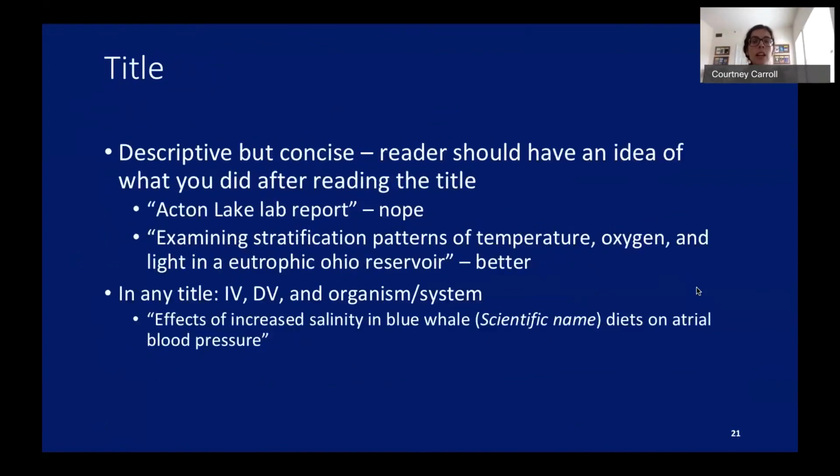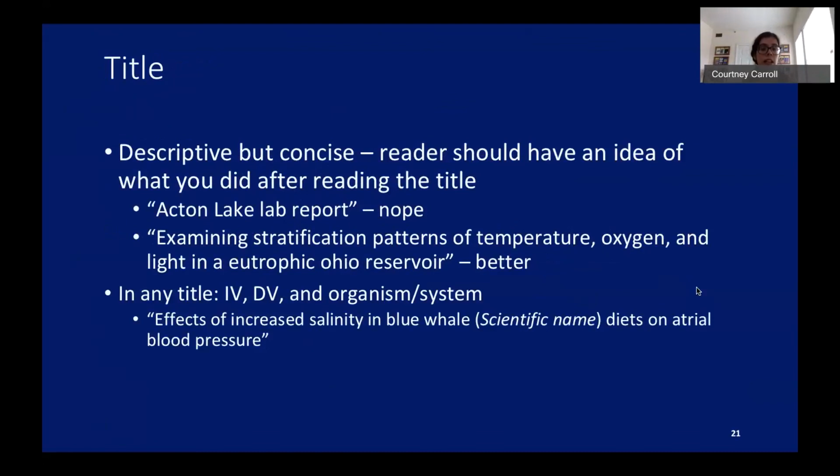Okay, and then you end by writing the title. The title should be descriptive but concise, and the reader should have an idea of what you did after reading the title. So rather than saying Acton Lake Lab Report, you want to instead say examining stratification patterns of temperature, oxygen, and light in a eutrophic Ohio reservoir. Better. More descriptive, gives you an idea of what happened.